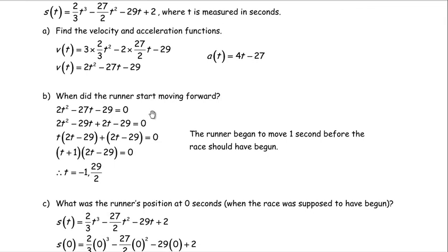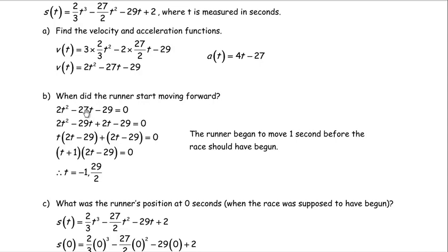Now, in B it says, when did the runner start moving forward? So if you look at the velocity, we want to find the points where the velocity is 0, or changes from 0. There's actually going to be 2 times here, we'll set our velocity function to 0. And so setting that equal to 0 gives us a quadratic equation.